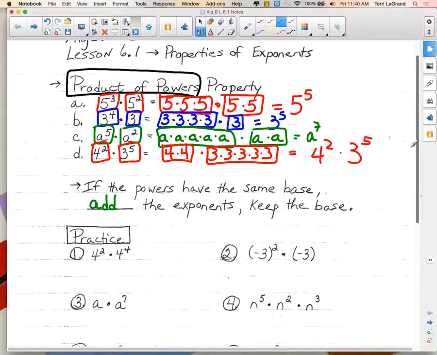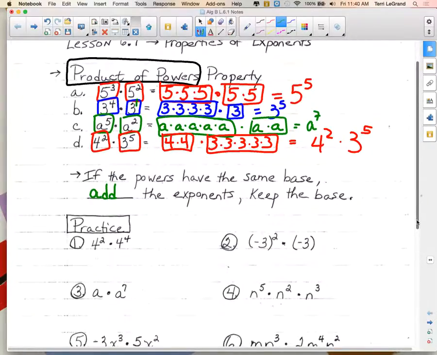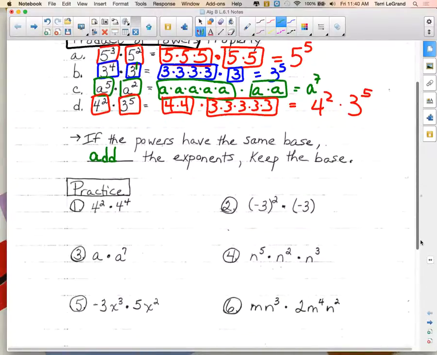Here it was 5 in both of them. Here it was 3 in both of them. Here it was 4 in both of them. We kept the base. Is 3 plus 2 5? Yeah. Is 4 plus that invisible 1 there 5? Yes. Is 5 plus 2 7? Yes. And remember, we couldn't do that one, could we? We tried. We thought we could do it. We tried to make 2 plus 5 is 7 and 4 plus 3 is 7, but we can't do it. So if the powers have the same base, we're going to take a shortcut.